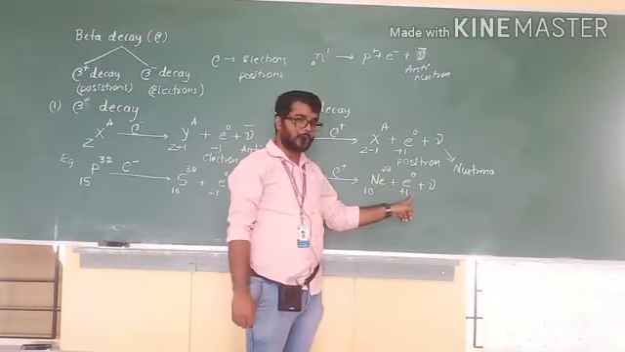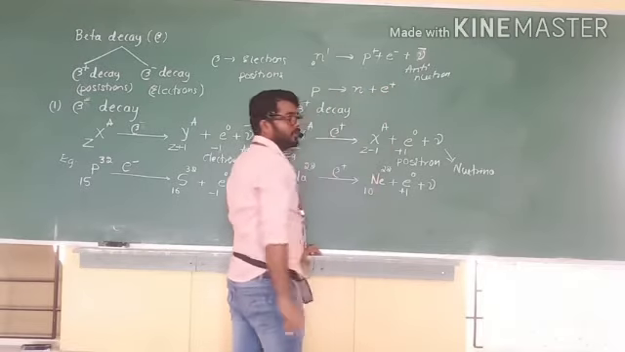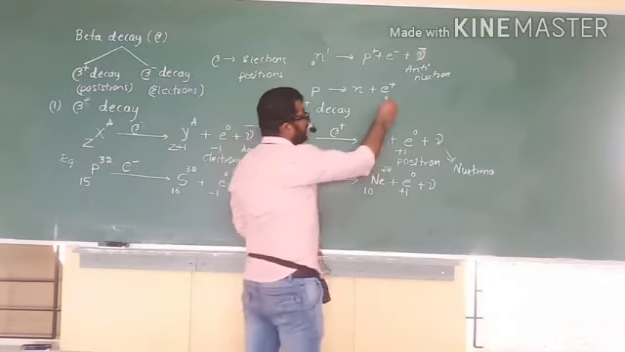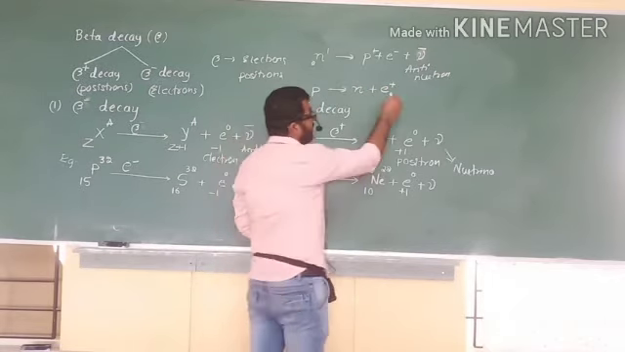Again, the reverse case. Inside the nucleus, when a proton converts into a neutron, the positive electron is liberated, and along with it the neutrino is formed. Proton has positive charge, neutron has 0 charge. Since there is positive charge on this side, positive charge must appear on the other side. Therefore the positive electron is liberated, and along with this one more particle is liberated. This particle is called the neutrino.